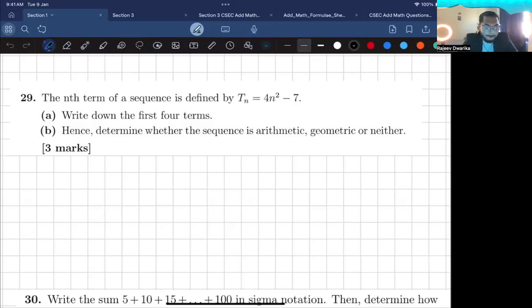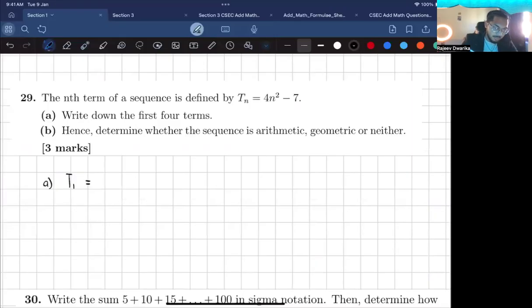It would be T4 equal to 4n squared minus 7. Wait, they're asking for the first four terms. So if I ask you to count the number four, how many numbers do you count? Four. Right. So your first term will be T1, right? In T1, what is N?